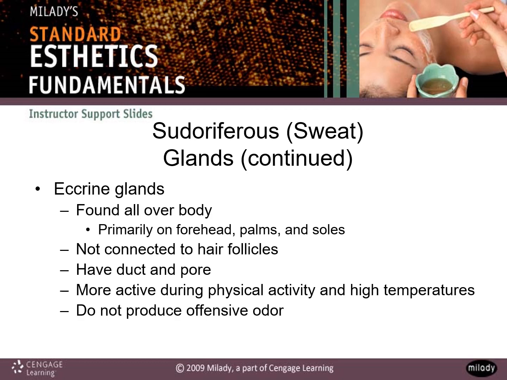The second part of our subcategory for sudoriferous glands is our eccrine glands. These glands are found all over the body, primarily on the forehead, palms of the hands, and soles of the feet. These are not connected to a hair follicle. They have a duct and a pore all on their own. These are more active during physical activity and high temperatures. These do not produce an offensive odor.